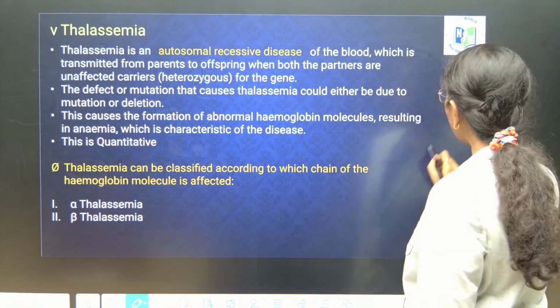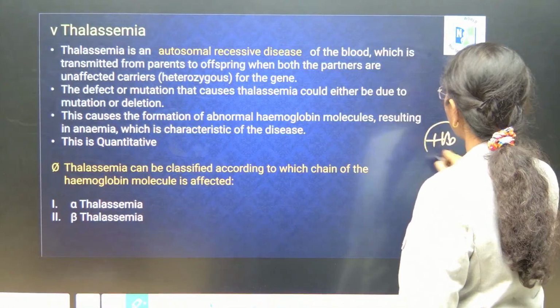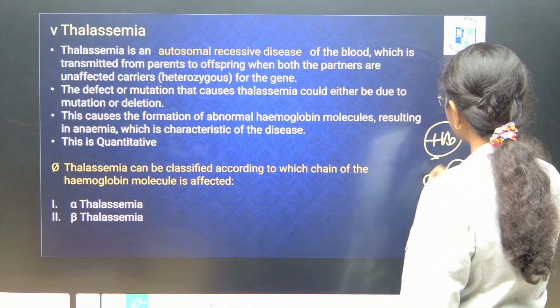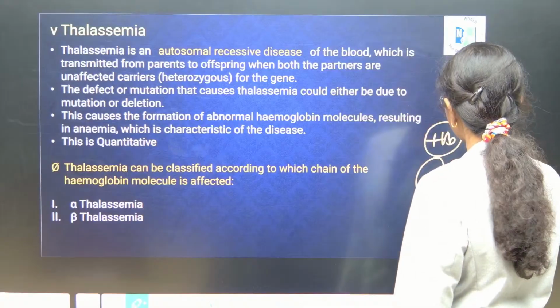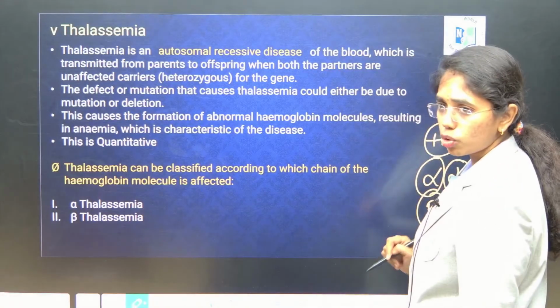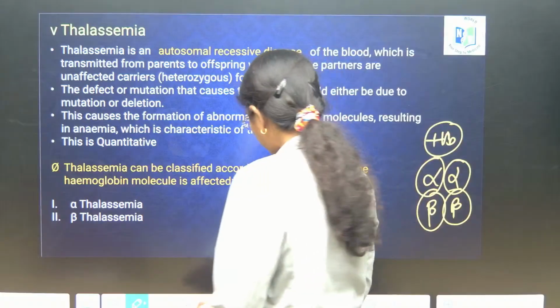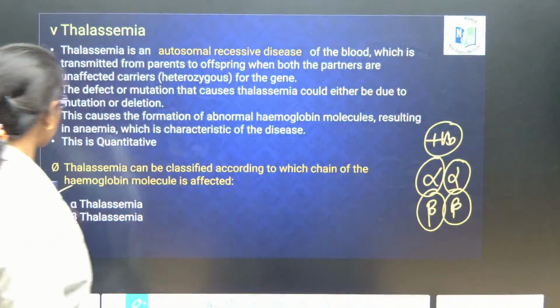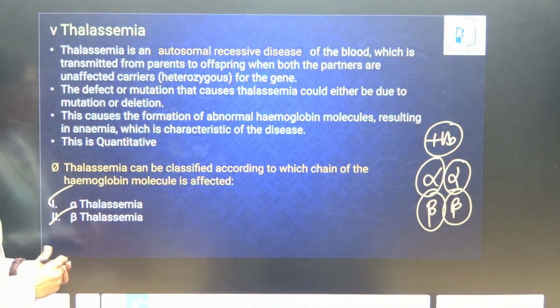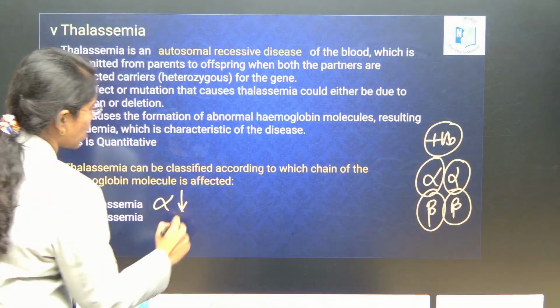You know, hemoglobin in its quaternary structure has 2 alpha globulins and 2 beta globulins. 2 alpha subunits and 2 beta subunits will be there. So, here alpha thalassemia and beta thalassemia. If there is a reduction in the synthesis of alpha globulins, that results in alpha thalassemia. Beta thalassemia results because of reduction in the synthesis of beta globulins.